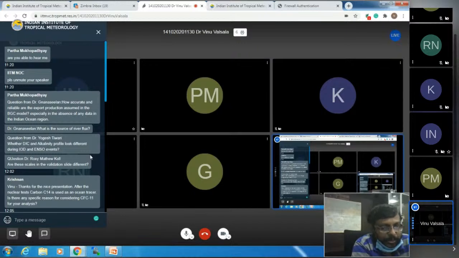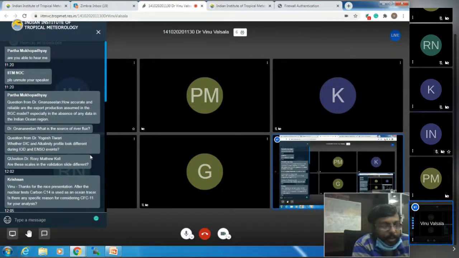Now the second question Dr. Sheehan asked: what is the source of river flux? Here the GFDL reanalysis gives a river inflow in the data itself, which they have used in the simulation. I think it must be derived from their precipitation, plus maybe it is nudged towards the observed river.